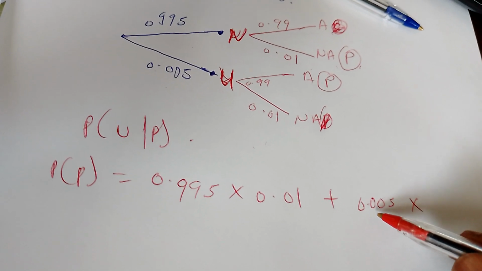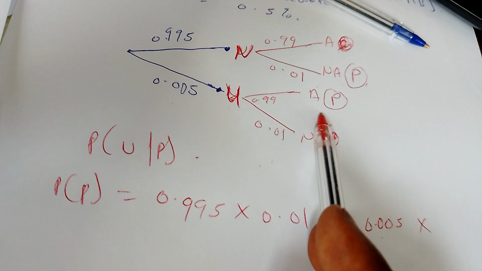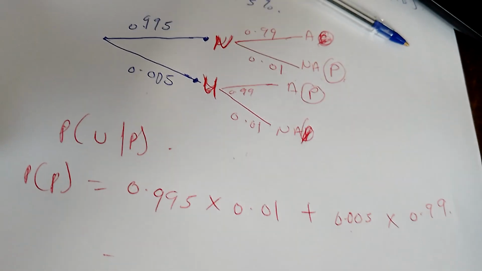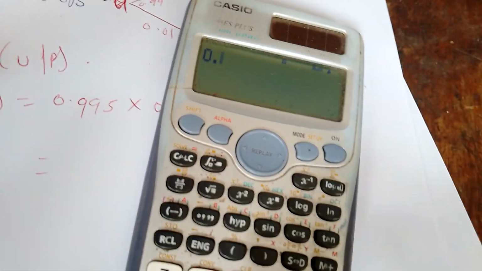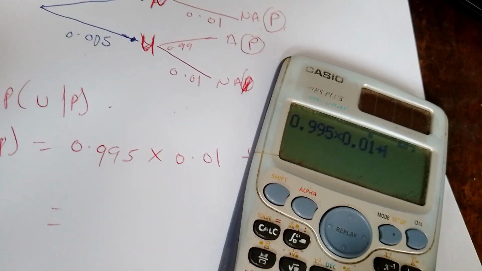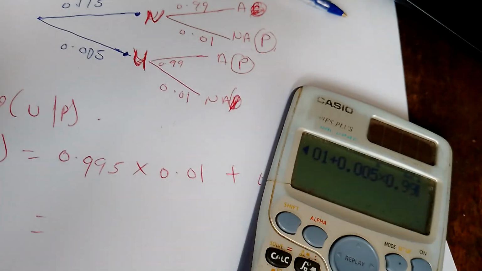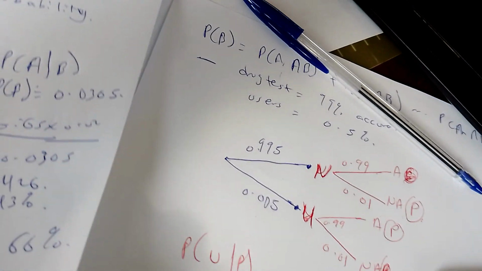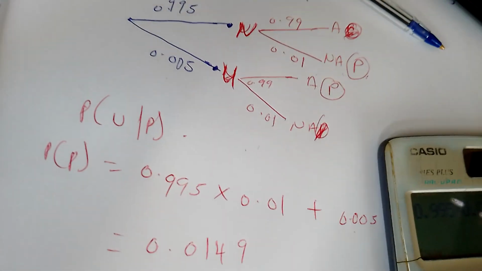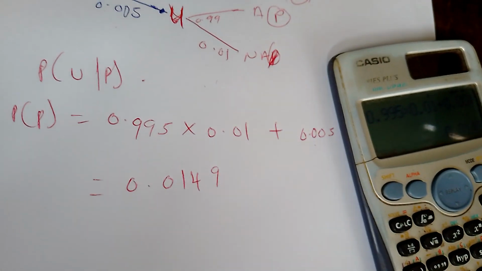So you have 0.05 times, so here, the positives, this will be the positives, not this one. That'll be 0.99. Okay, so now let's calculate this: 0.995 times 0.01 plus 0.005 times 0.99. Okay, that is some interesting number. Let's see if we can make sense of it. This is the probability that someone is positive.